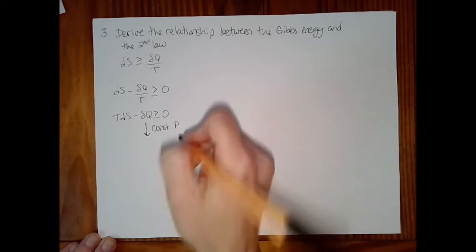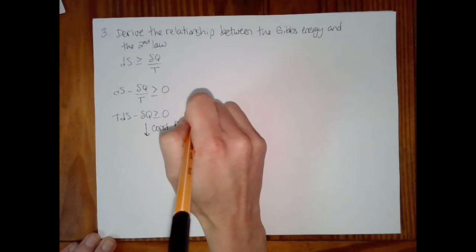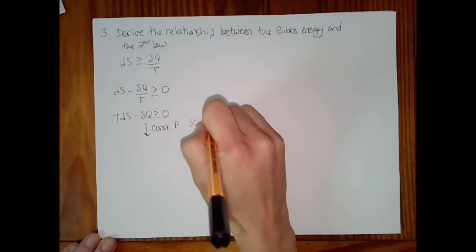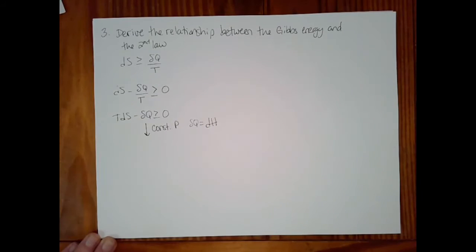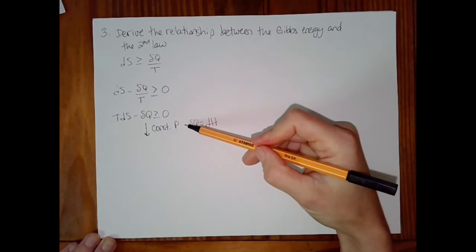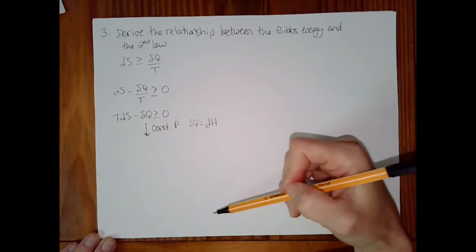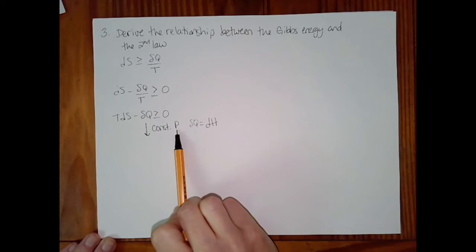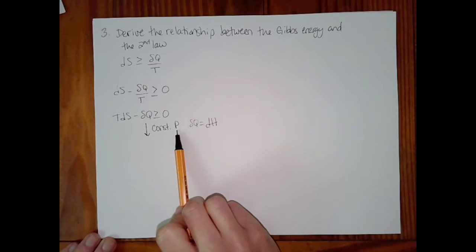Recall for a constant pressure system that the heat transfer is equal to the change in this state quantity called enthalpy. Now, this constant pressure assumption is going to confine the usefulness of our Gibbs energy equation to systems that exist at constant pressure. That is a limit of our model.